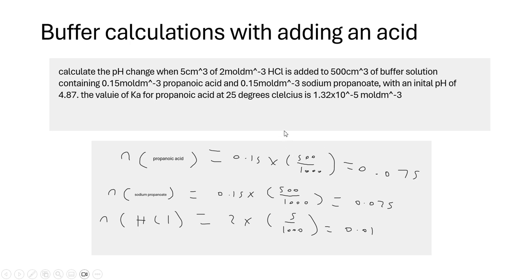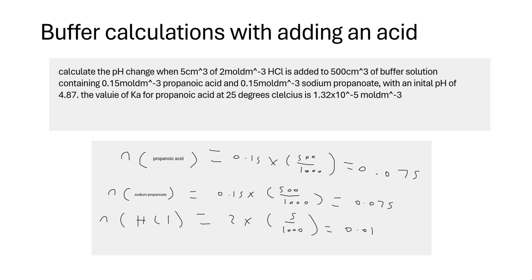Buffer calculations with adding an acid here. So this is the final situation. Let's say I've got a buffer and I add some more acid to that. This is why you have to understand those equations I was talking about earlier of how buffers work, so you can easily think of this part. You can also just memorize it. So let's think about this here.